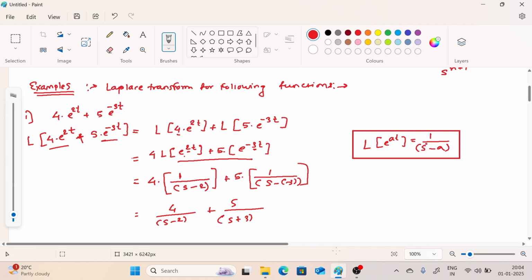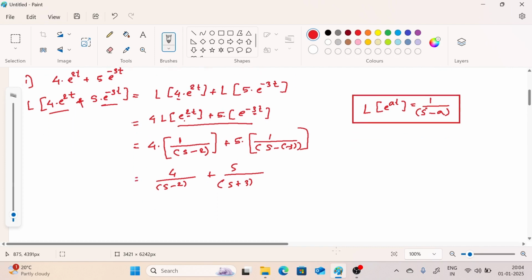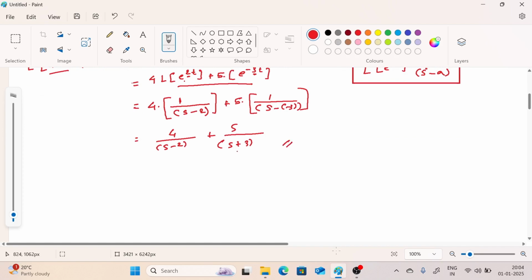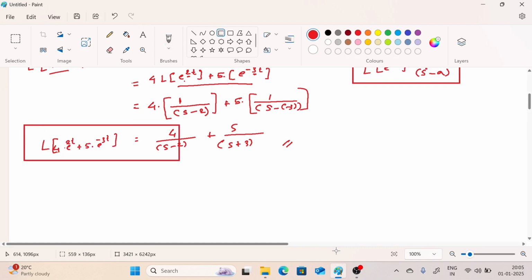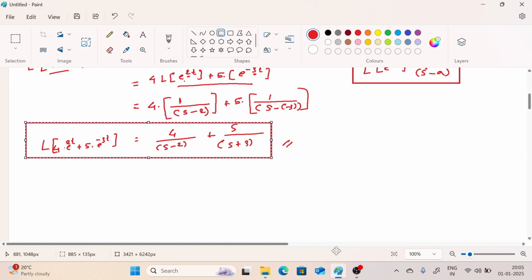Now if you want to further simplify it, you can simplify or you can keep it as it is. So this is the value of Laplace of 4 e raised to 2t plus 5 e raised to minus 3t. This is the answer. If you want to further simplify, you can simplify, or you can keep it like this.